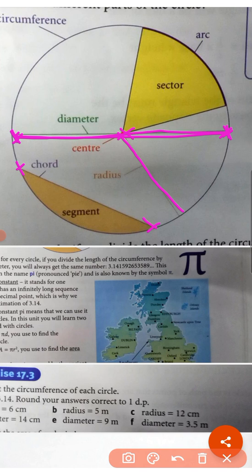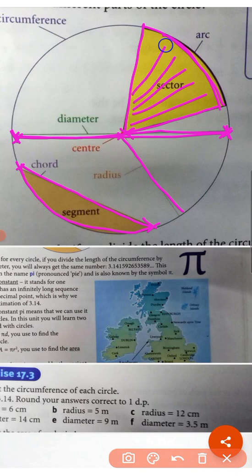Then segment. Segment is the area formed by a chord and an arc. Arc means part of a circle. Next is a sector. Sector is a portion of a circle enclosed by two radii and an arc. This area is known as sector.